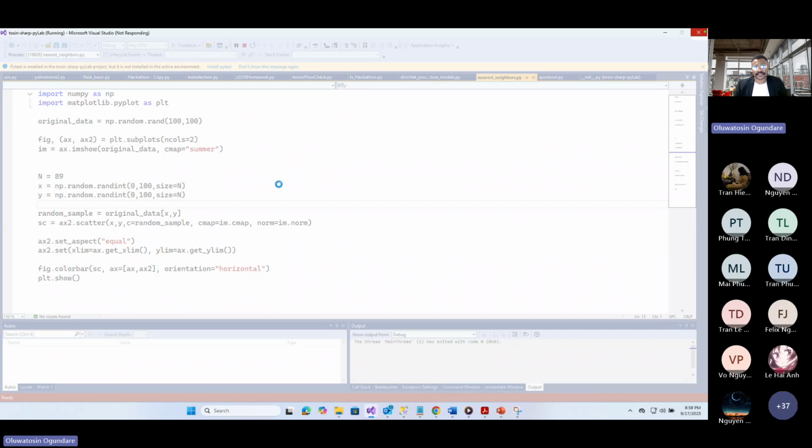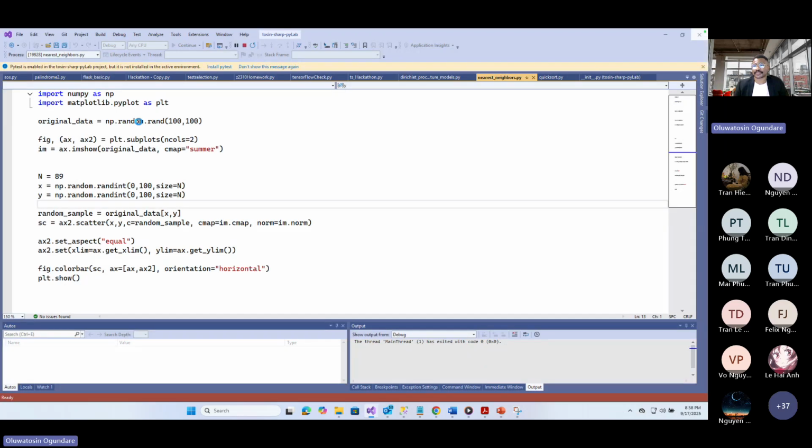Let's give my screen a minute to recover. I hope my computer doesn't crash. All right, I think it's back.